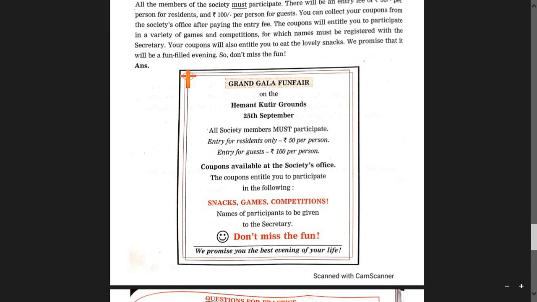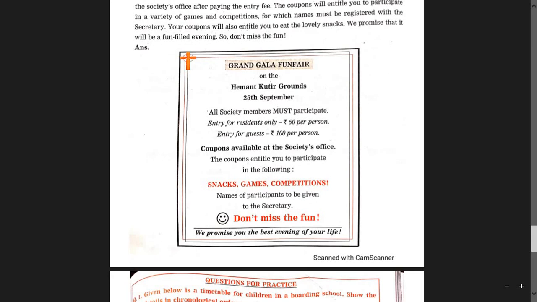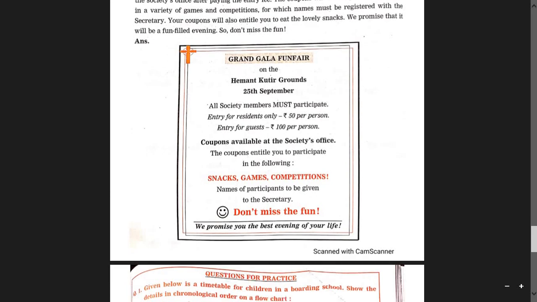We promise you the best evening of your life. Don't miss the fun. Please see the language used. Everything is in detail, nicely framed. See, Grand Gala Funfair where? On Hemant ground. When? 25th September. By whom? That is also important. All society members must participate. Must is in very much bold, capital alphabets. So it's compulsory. Entry for resident and entry for guest. This is also very important information.